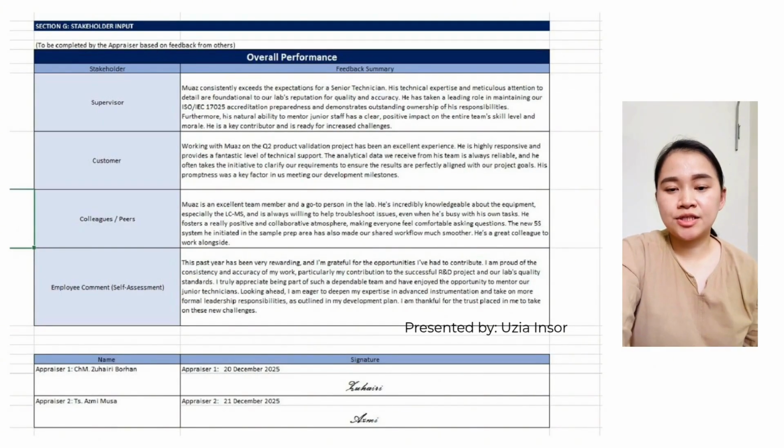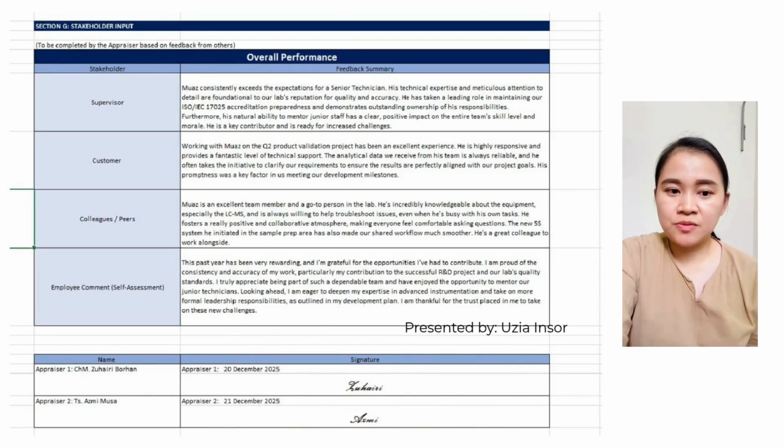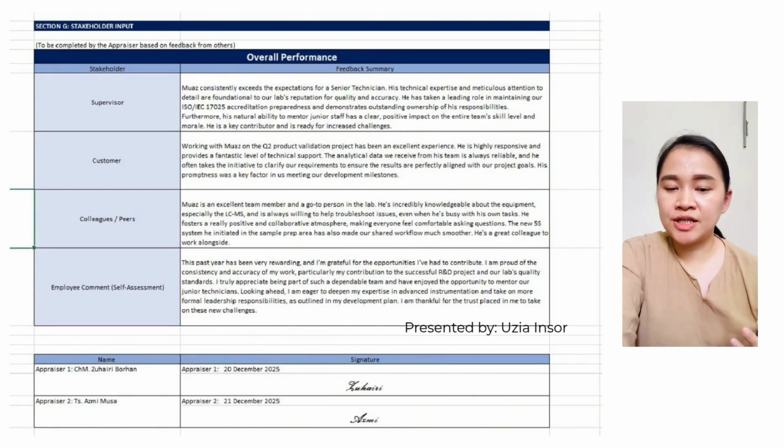Now let's move to section G, which is the stakeholder feedback. The feedback from others was very positive. The supervisor said the employee always goes beyond expectation and takes the lead when needed. Customers also appreciate the employee's professional attitude and clear communication, especially during Q2 product testing. Co-workers said the employee is reliable, supportive, and works well with the team.